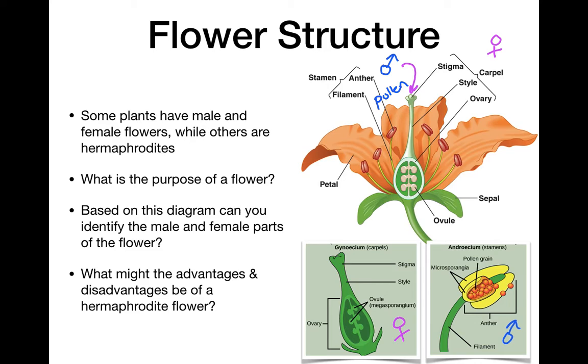And at disadvantages, you're putting a lot of energy into making both male and female parts. And if self-pollination happens too early, it can cause reduced variation. So we want to have the option for self-pollination, but only if it's absolutely required. Ideally, we don't need to go there.